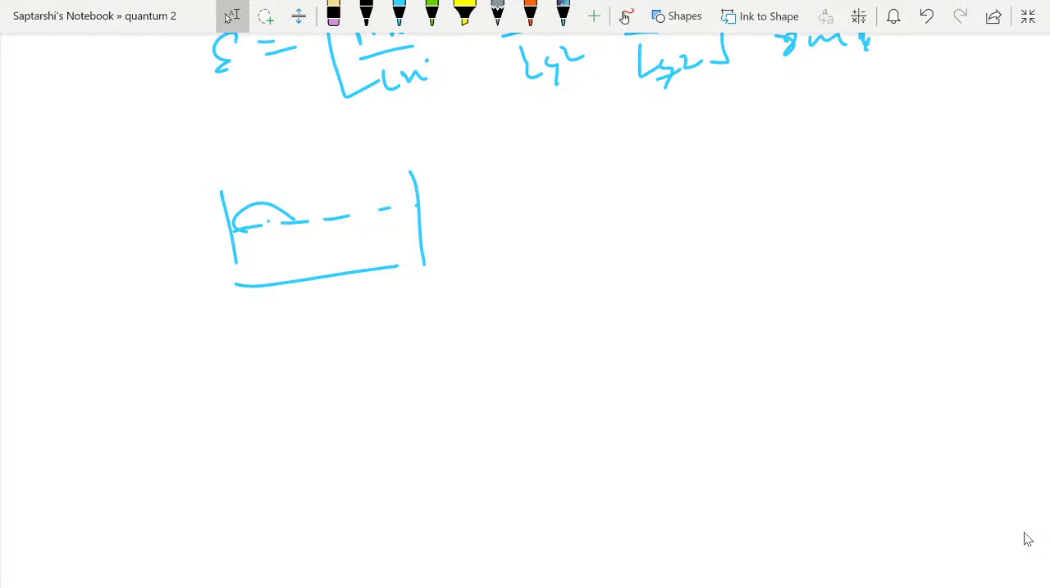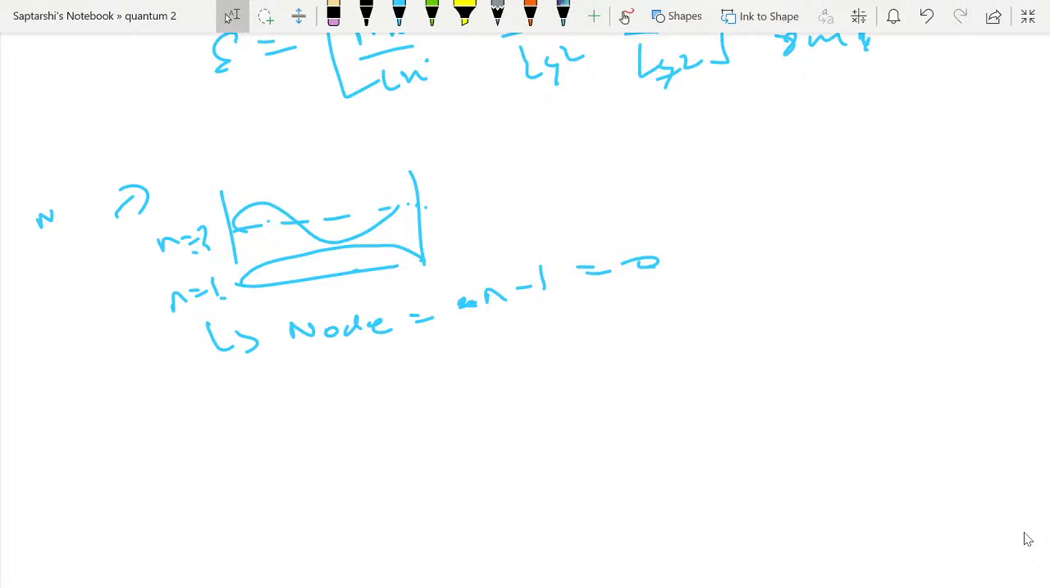So suppose the wave is like this. For n equals 1, the number of nodes is given by n minus 1, so n minus 1 equals 0. There are no nodes here. Node is equal to n minus 1, so it has to be one node. So here is the node.